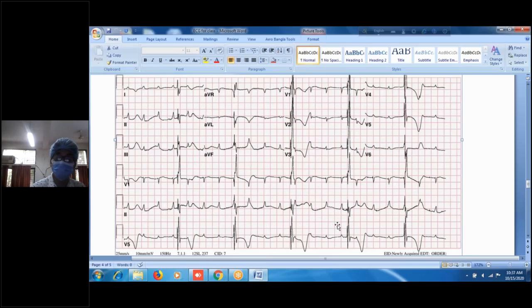Widely spaced means the heart rate will be much lower. If you divide 300 by this 8, you will get a heart rate of 35, only 35, which is severe bradycardia. When you get an ECG of severe bradycardia, first you rule out whether it is associated with complete heart block. This is important. You should always explore it.